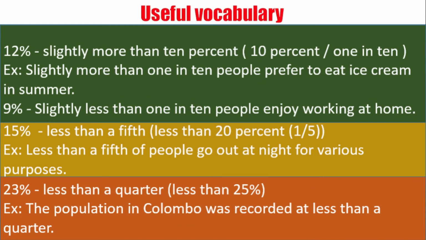When we describe different features with different percentages, 12%, slightly more than a tenth, slightly more than 10%, or 1 in 10. An example, slightly more than 1 in 10 people prefer to eat ice cream in summer. 9%. An example, slightly less than 1 in 10 people enjoy working at home. 15%. Less than a fifth, less than 20%. Example, less than a fifth of people go out at night for various purposes. 23%. Less than a quarter, less than 25%. An example, the population in Colombo was recorded at less than a quarter.